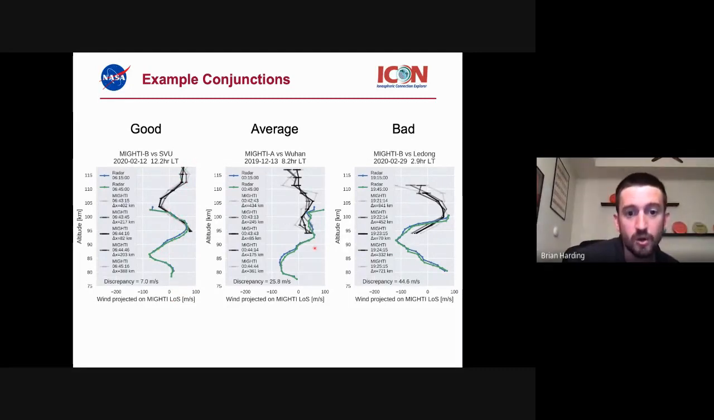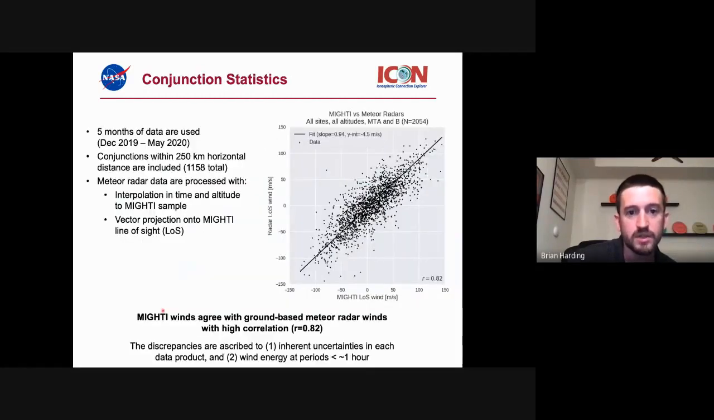The agreement's not always so good. Here's an average case to show that, in this case, it looks like maybe there's a little bit of an offset. And then there are cases that are quite bad where the slopes don't even match. But again, this is a 90th percentile case. Those are just examples, though. I mean, we have over 1,000 conjunctions, so we can start to do some statistics.